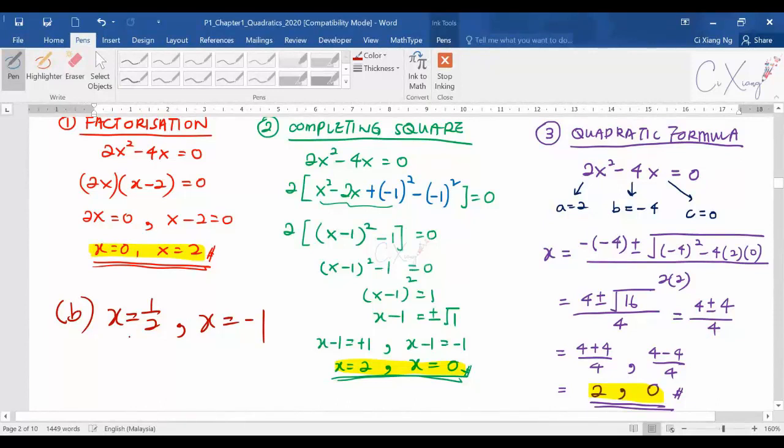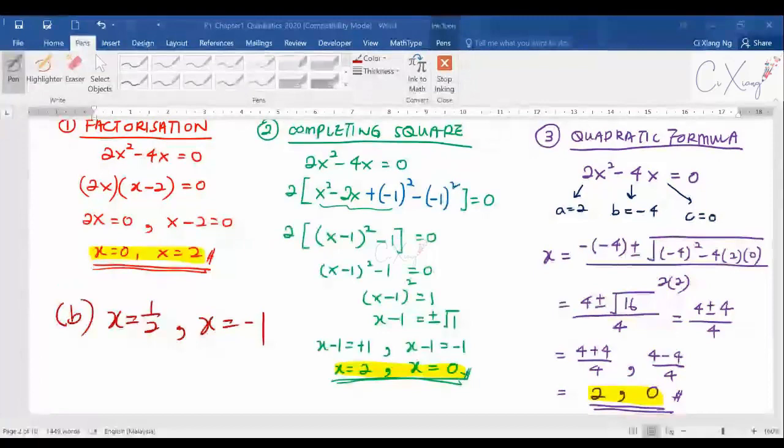Alright, so this is what we have for this video. So we are going to discuss in the next video how to identify or maybe to write out the vertex, okay, for a quadratic expression. Right, so that's all for this video. Okay.